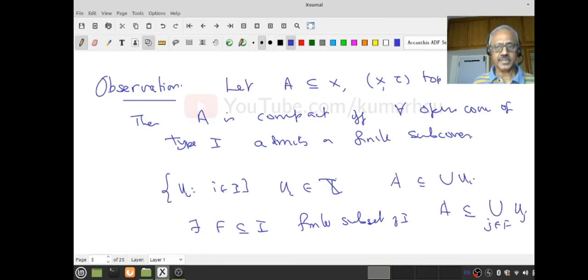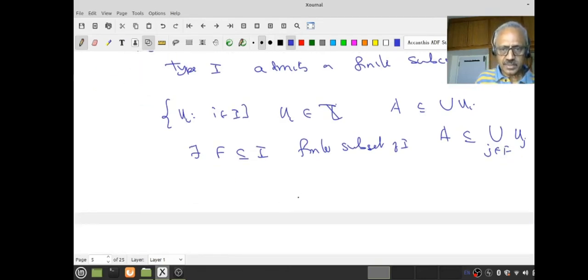And conversely, what does it say? It says that if every open cover of type 1 of A admits a finite subcover, then A is compact according to our definition. Please pause, review, understand the statement. The proof is extremely easy.